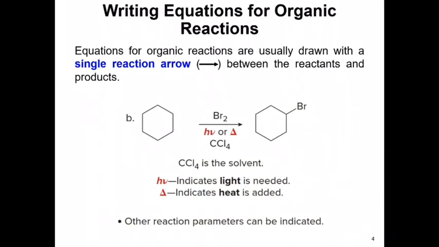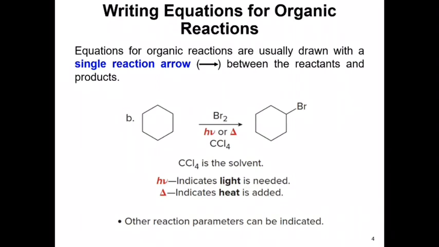So what does an organic chemical reaction equation look like? Well, it's basically like any other chemical reaction equation that you've seen in general chemistry. You have the starting materials or the reactants on the left-hand side of the arrow, and then you have the products on the right-hand side of the arrow. Equations for organic reactions are usually drawn with a single reaction arrow. And the reason behind this is because you want that chemical reaction to move forward and not backwards. So you basically want that chemical reaction to favor the formation of the products.